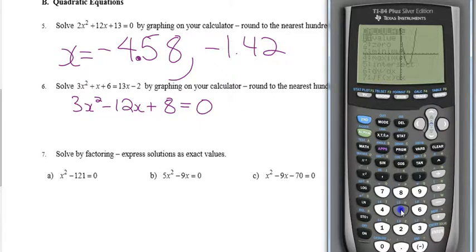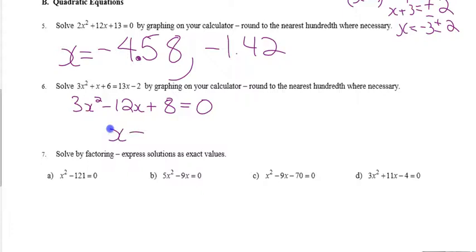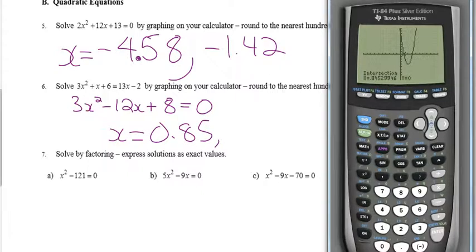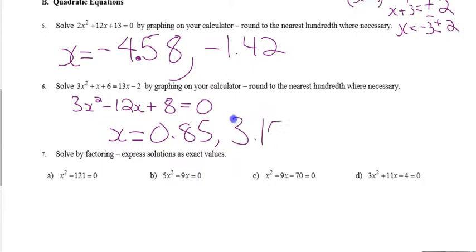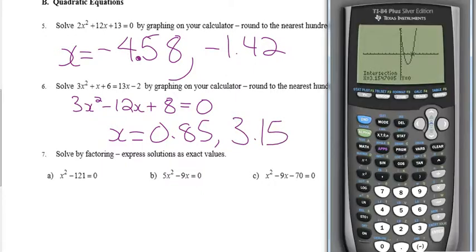Okay, second calc, 5 is intersect. Move to the point of intersection right there. Enter 3 times. And we get 0.85. Bring it back. Second calc, 5 is intersect. Move around to the next point. Enter 3 times, right? Which is first curve, second curve, y2 equals 0 on your guess. 3.15. And we're done.